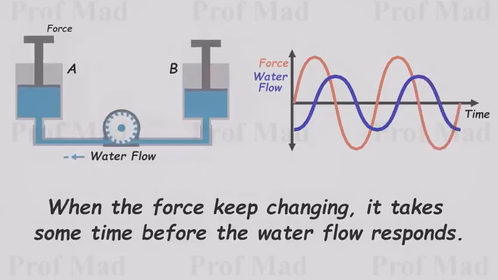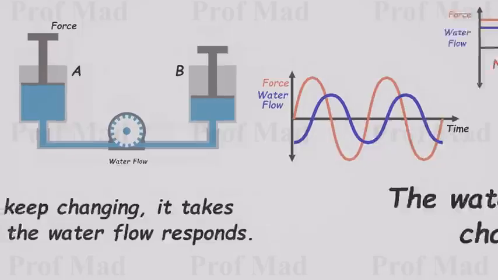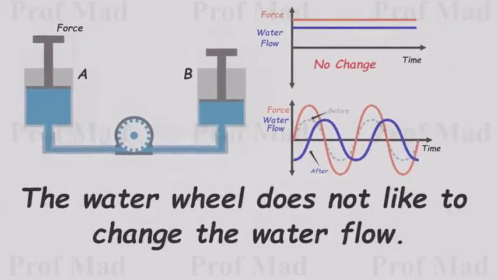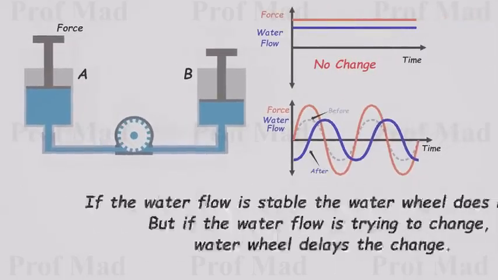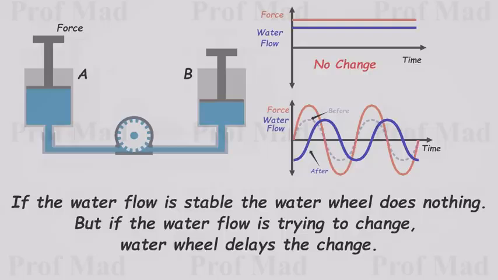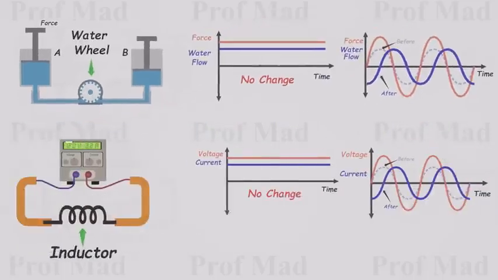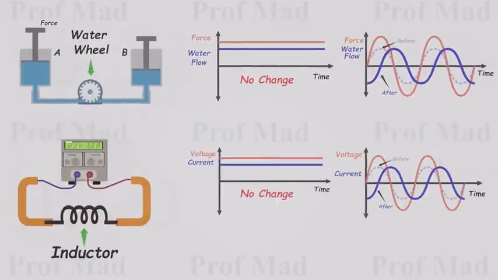In general terms, we can say the water wheel resists abrupt changes in water flow. If the water flow is steady, the water wheel does not interfere with it. However, if the water flow attempts to change, the water wheel delays this change. This behavior parallels that of an inductor in an electrical circuit.